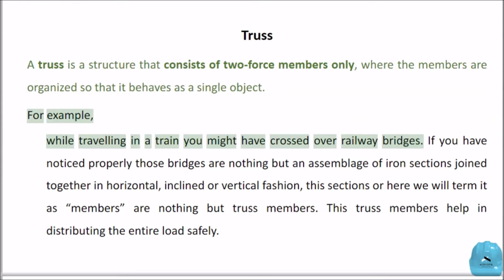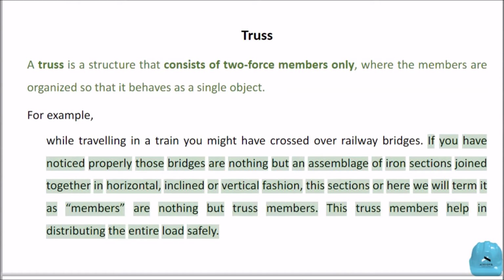For example, while traveling in a train you might have crossed over railway bridges. If you have noticed properly, those bridges are nothing but an assemblage of iron sections joined together in horizontal, inclined or vertical fashion. These sections, or here we will term them members, are nothing but truss members. These truss members help in distributing the entire load safely.